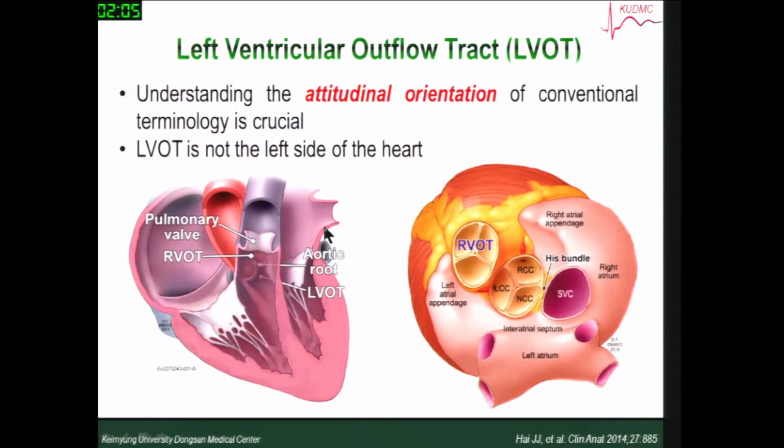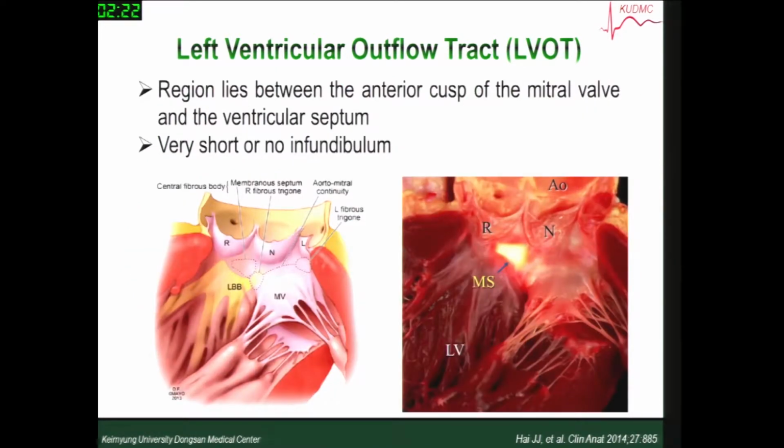In terms of the outflow tract, the left ventricular outflow tract is not on the left side of the right-sided heart. The actual position of the left ventricular outflow tract is to the right, from the LVOT perspective. The left ventricular outflow tract is the region lying between the anterior cusp of the mitral leaflet and the ventricular septum. So it includes the perimembranous septum, and the membranous septum is a very thin area.